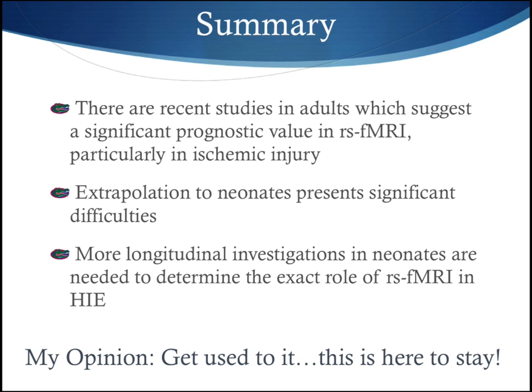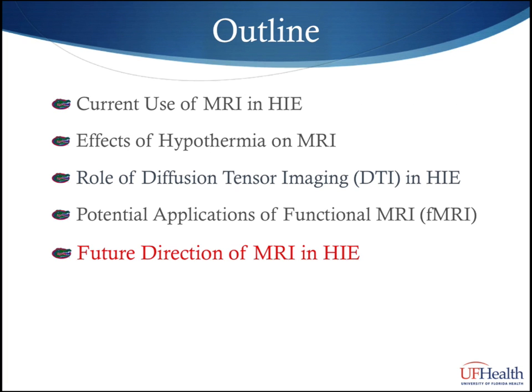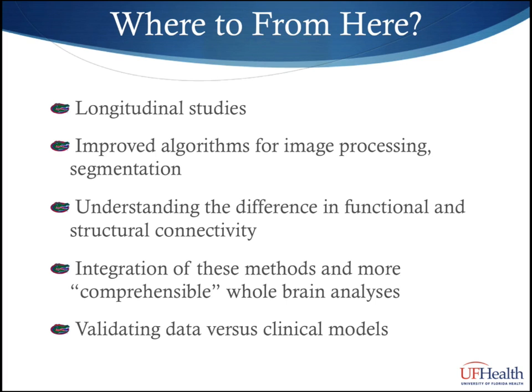My opinion is to get used to it, that this is here to stay. This is really a novel way of seeing how the in vivo brain works. While it is fairly in its infancy at this point, further investigation and further studies will drastically improve both functional MRI and DTI. So where do we go from here? Well, we need more longitudinal data for starters. To better understand the prognostic value as well as the difference of abnormal and normal, we really need further follow-up and longitudinal analysis in these patients.